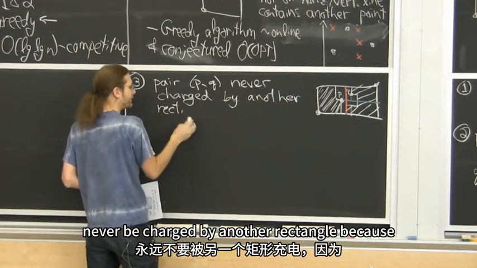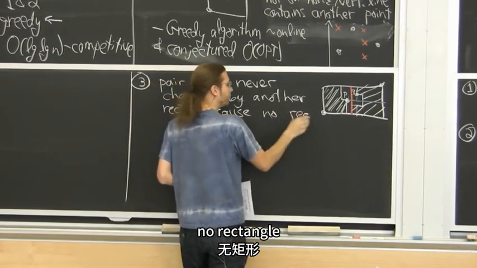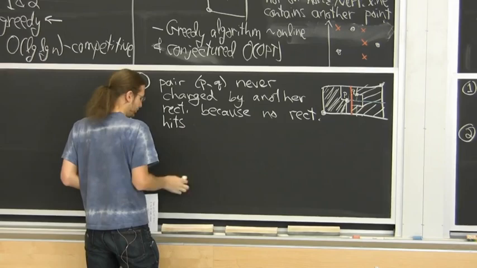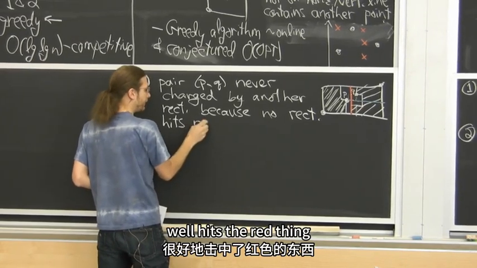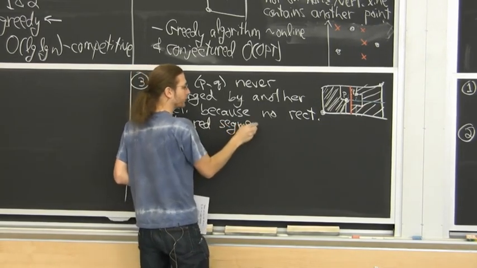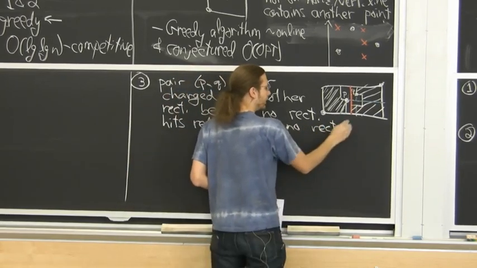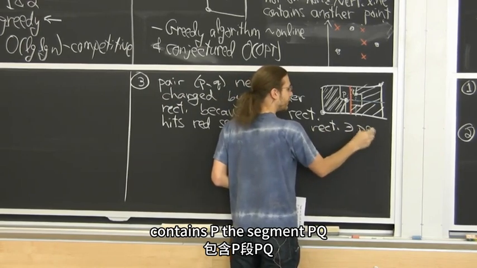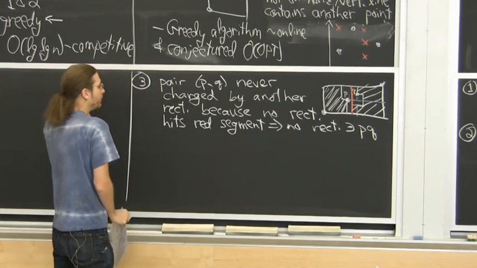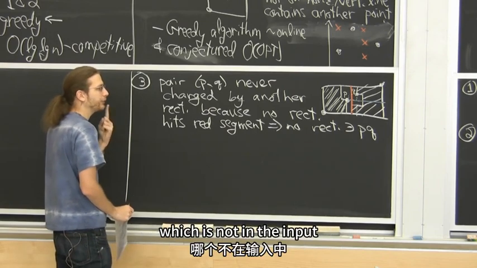Never be charged by another rectangle because no rectangle hits the red thing. So no rectangle contains the segment PQ, the horizontal segment PQ. Okay, so this is almost what we want. We really want a single point which is not in the input.